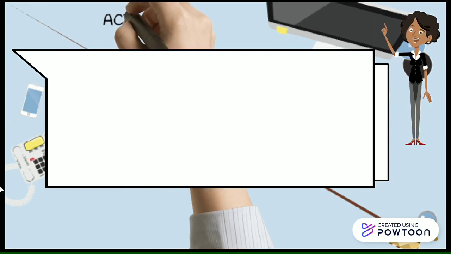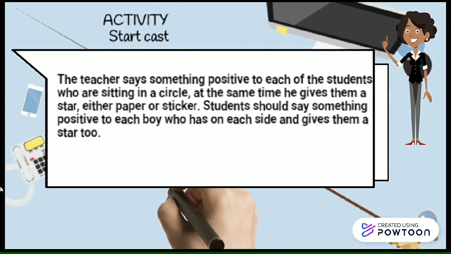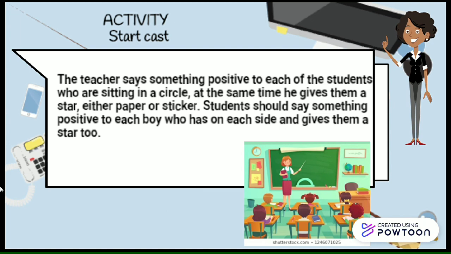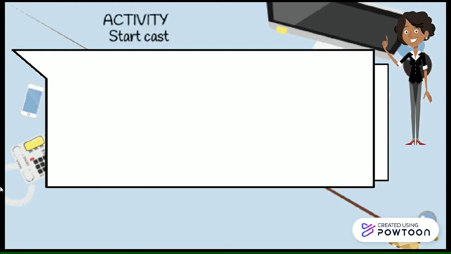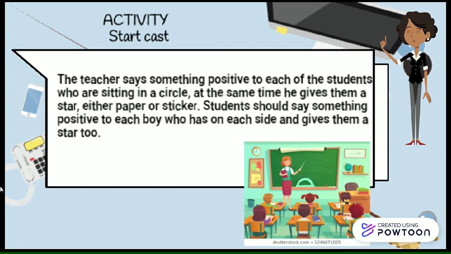The activity: star cast. The teacher says something positive to each of the students who are sitting in a circle. At the same time, he gives them a star, either paper or sticker. Students should say something positive to each other and give them a star too.